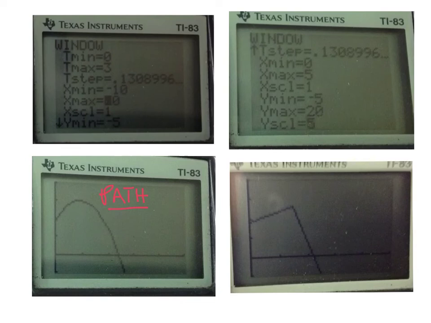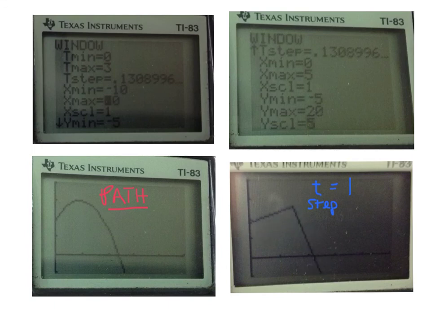Now, I went back and I changed my T step. In this case, my T step was 1. What you'll see when you do the T step is that the T step tells how often you want to evaluate. So this is saying, every 0.13 units I'm going to evaluate and evaluate and evaluate and plot those points. So time 0 is here, time 1 is here, and time 2 is down here already. And all it will do is connect those.